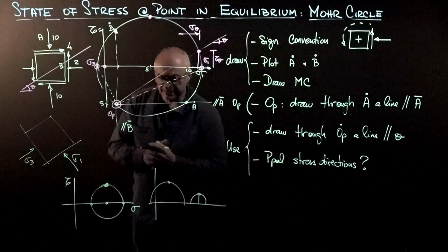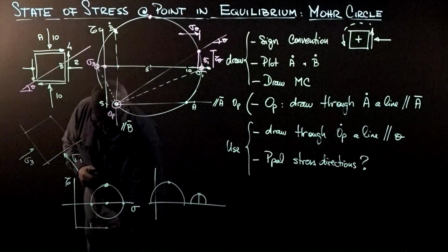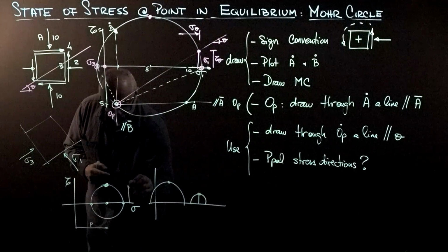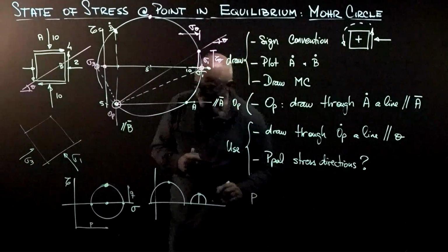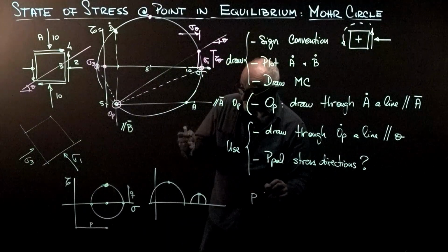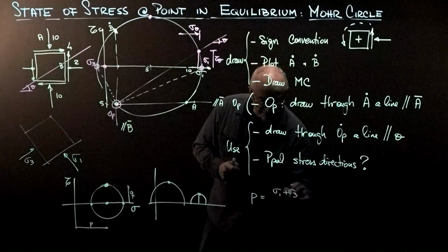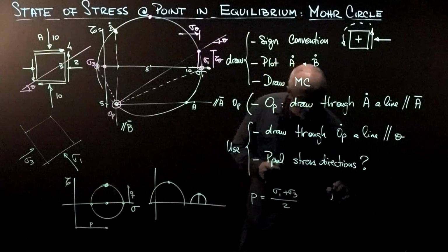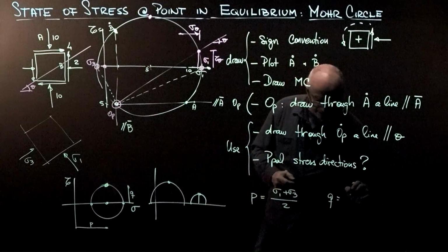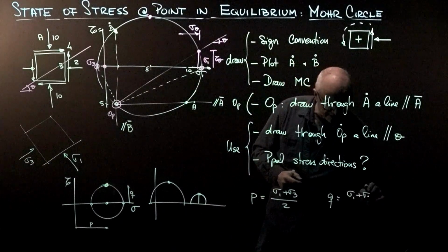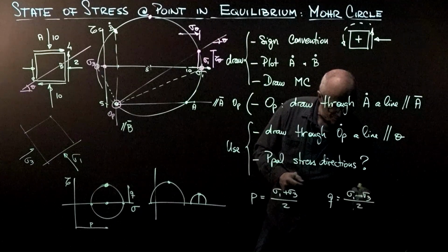The apex is critical, and let's call the position of the apex, the distance to the origin, P, and in the vertical direction, Q. So P, the central position of the circle, which is the x-axis of the apex, is going to be equal to sigma 1 plus sigma 3 over 2. And Q is this height, which is half the diameter. In other words, sigma 1 minus sigma 3 over 2.